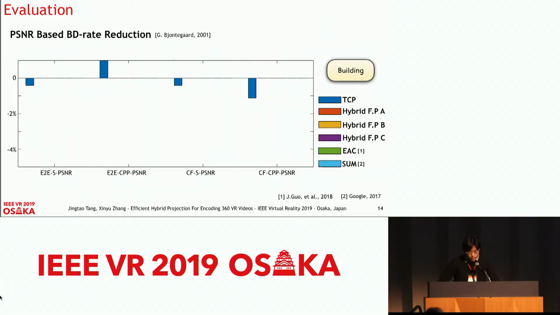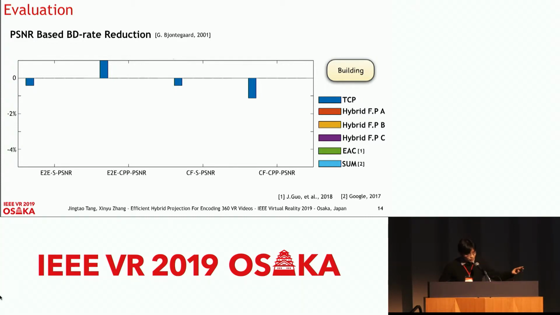In our evaluation, we use the 360 library and PSNR-based BD rate to make quality comparisons between each projection versus the ERP. The vertical axis shows the BD rate reduction, and in this metric, more reduction yields better quality. The horizontal axis shows 4 different PSNR types used in the 360 library. Here we just use one test sequence as an example to see the performance comparison, and more results can be found in our paper.